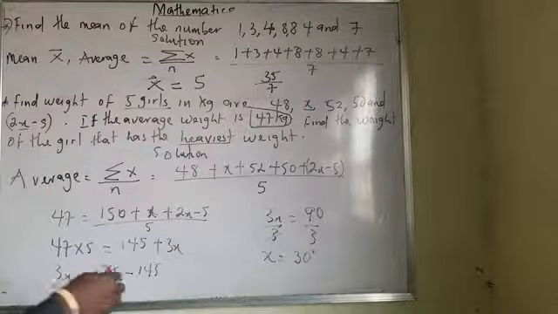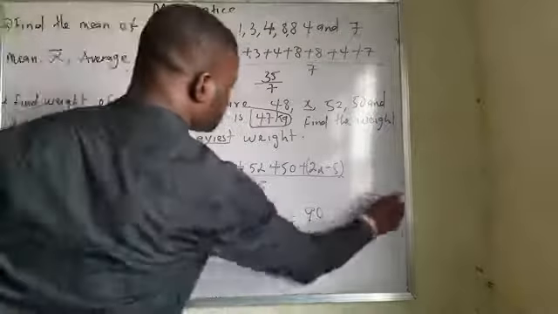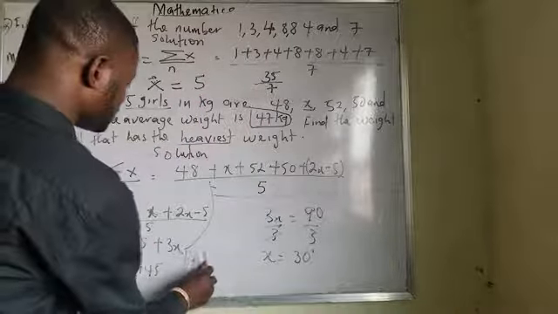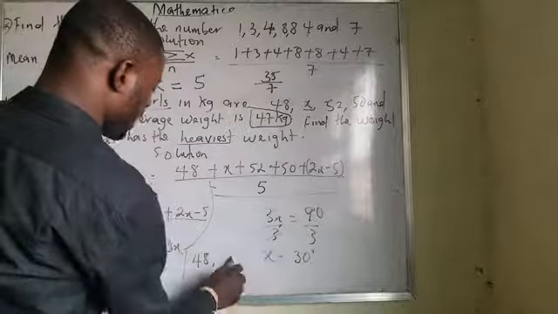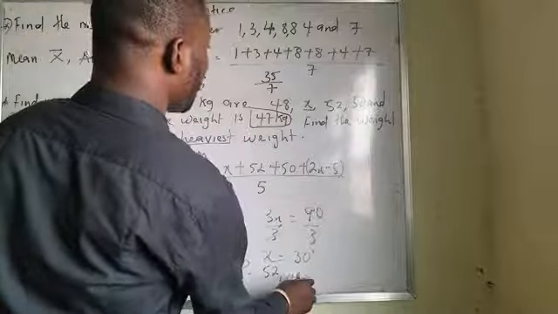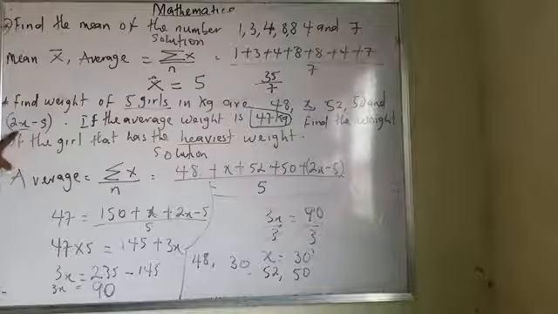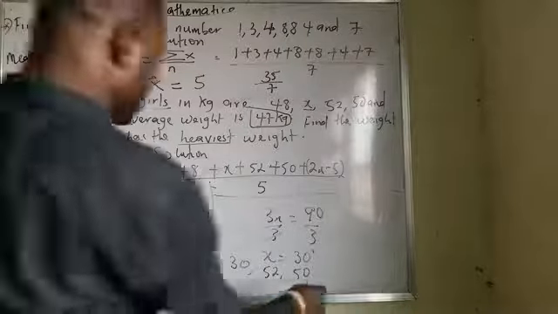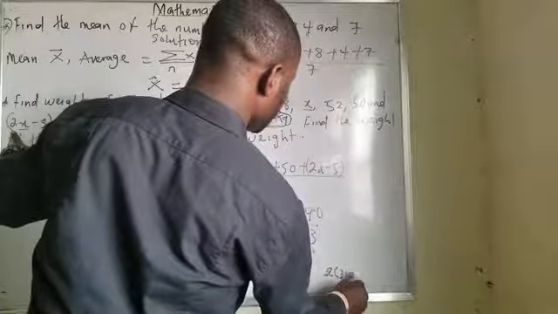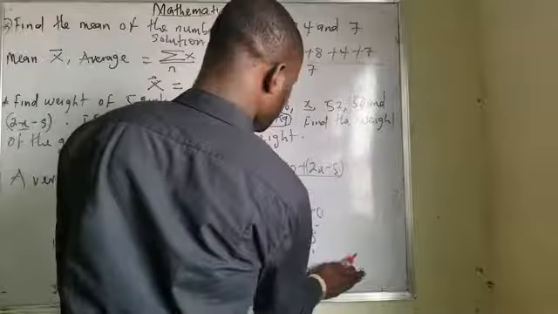I will now come back, please take note of this, to what I was doing before. Now, my weight values are 48. We have x, what is my x? 30. I have 52. I have 50. And this one becomes 30 times 2, that will be 60. Now, 2 bracket of 30 minus 5, which is going to be what? 60 minus 5, that will be 55.